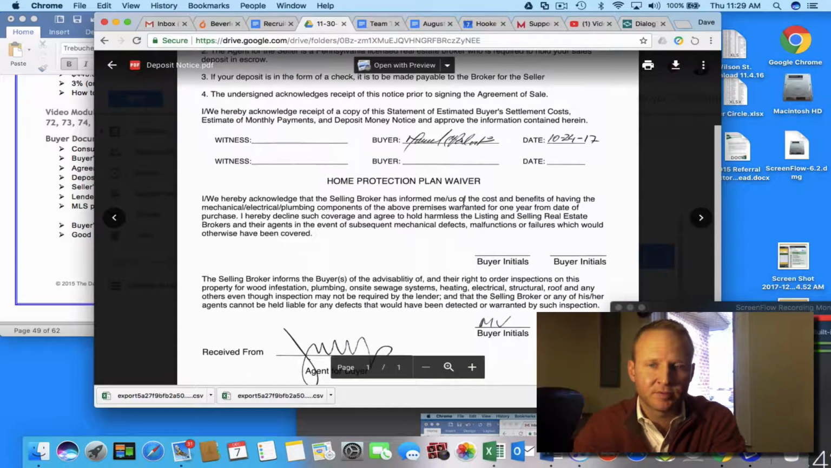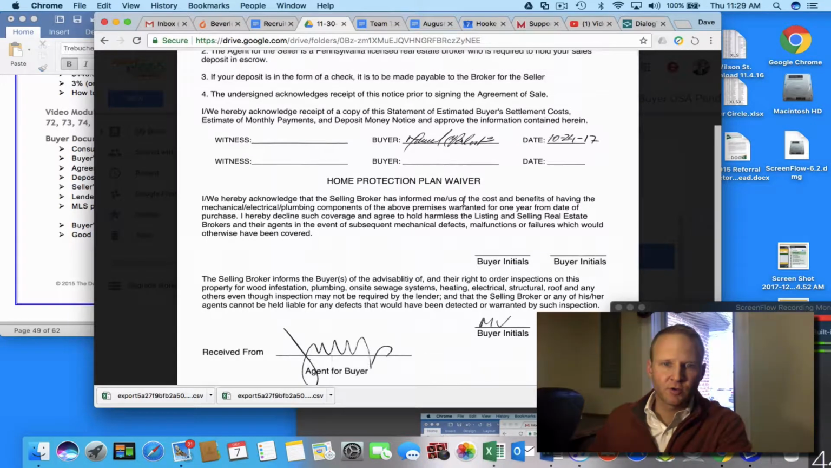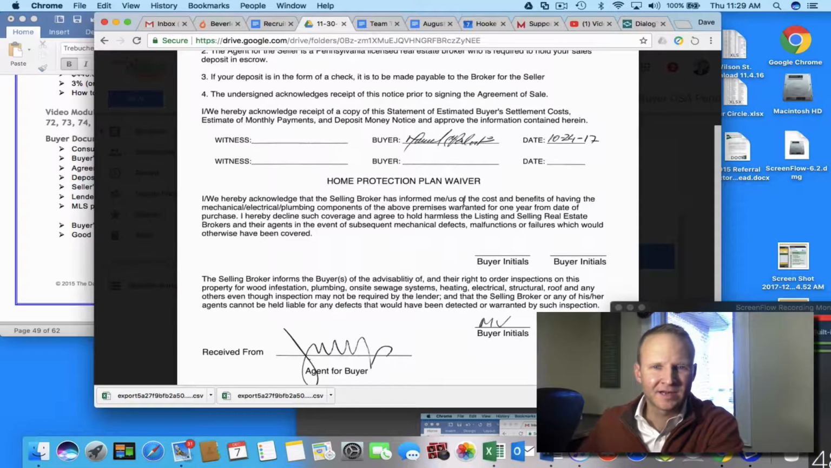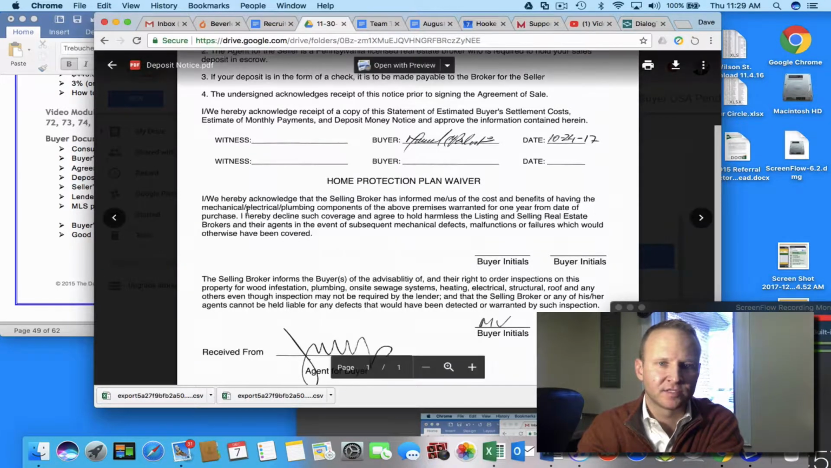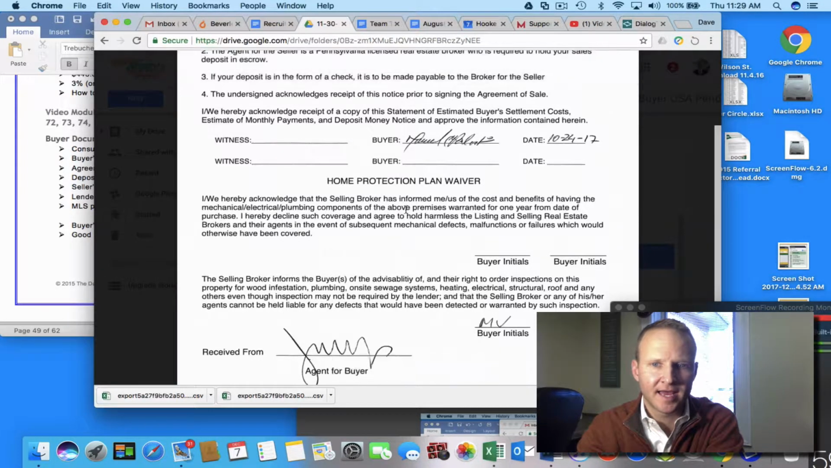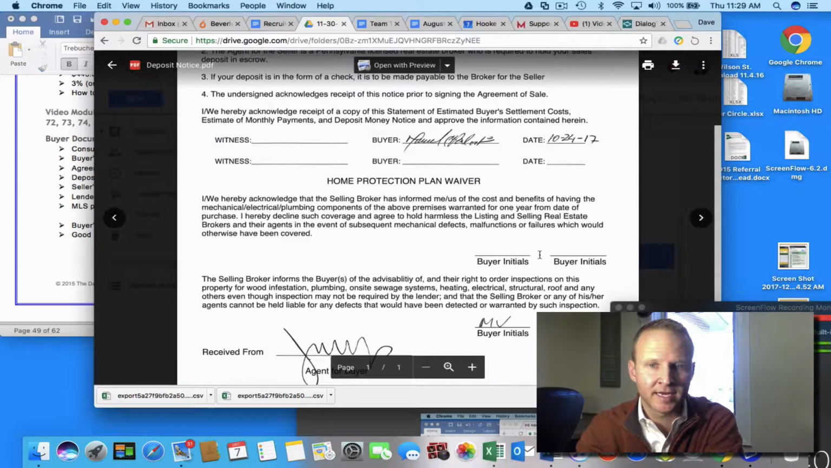And then home protection plan waiver. Not really sure, to be honest with you, why this is on this form. This is like an in-house form, and this is just them waiving that they have the right to get a home warranty, to have the mechanicals of the house protected, and they're declining it. And so if they're not declining it and they're getting a home warranty, they're not going to initial there.